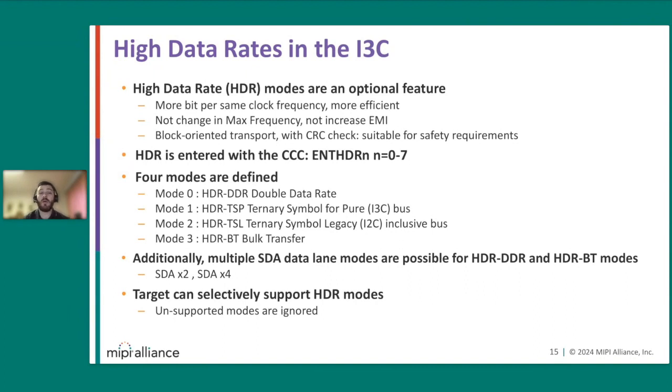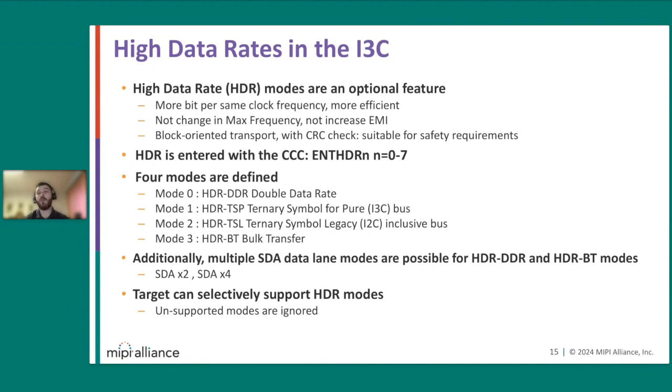So once again, we use our CCCs to enter the HDR modes. There's 7 slots for HDR modes, but we only have 4 defined at the time. There's a HDR double data rate. There's a ternary for a pure I3C bus. That's a bus that has no I2C targets on it. And then there's a ternary for a legacy bus, which would have I2C on it. And then finally, we have an HDR bulk transfer mode. So those are our assigned modes right now. We do have 7 spaces, so there is room to grow, which is great.